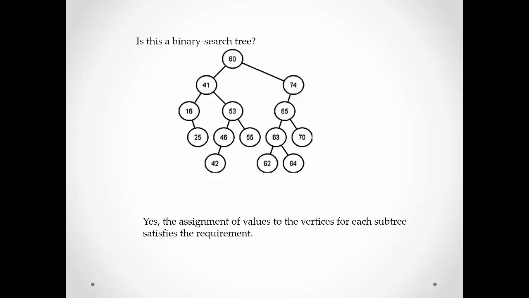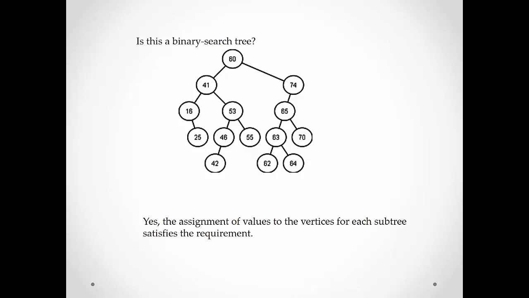But that's not sufficient to say it's a binary search tree, because we have to see if this is true for all the subtrees. So if we look at the left subtree of 60 and the root of 41, all of the vertices in the left subtree of 41 are less than 41, and all the values in the right subtree of 41 are greater than 41. Again, if we look where the root is 53, all the values to the left of 53 are less than 53, and to the right of 53 greater than 53.